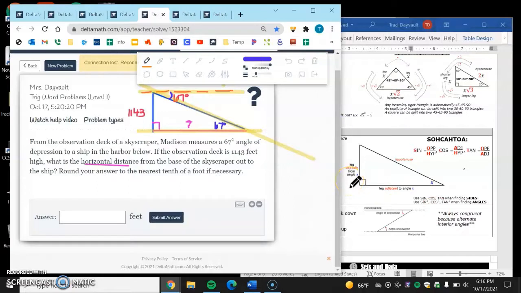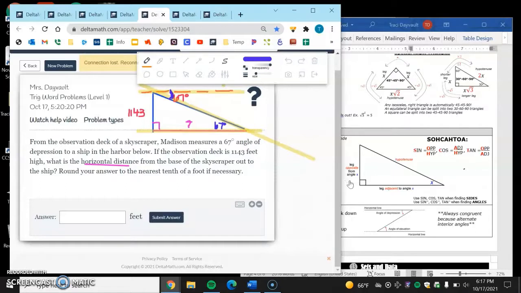So basically what you're going to do when you have an angle of depression is you've got to remember that it's not going to be inside the triangle formed with the ground, but the angle of depression is going to equal the angle of elevation. In other words, the angle of depression from the top of this skyscraper down to the boat is the same as the angle of elevation from the boat looking up to the skyscraper.